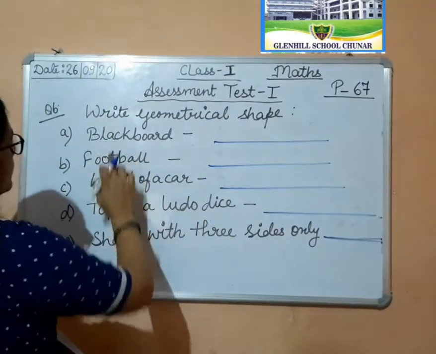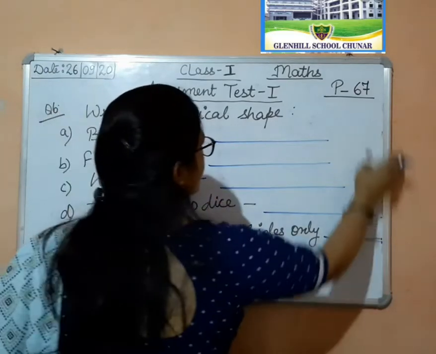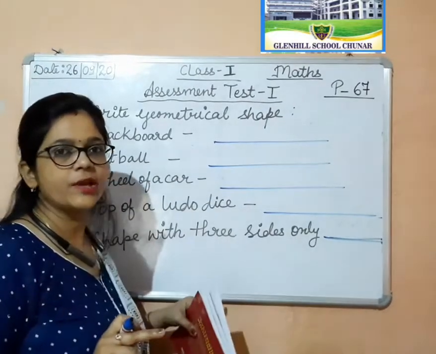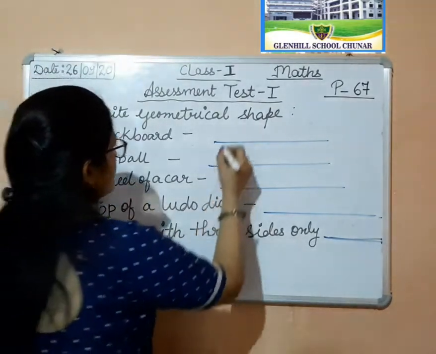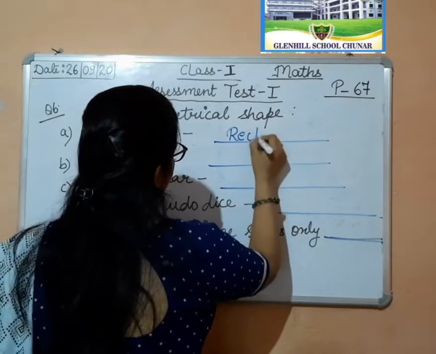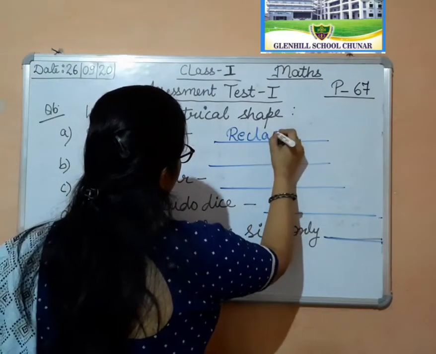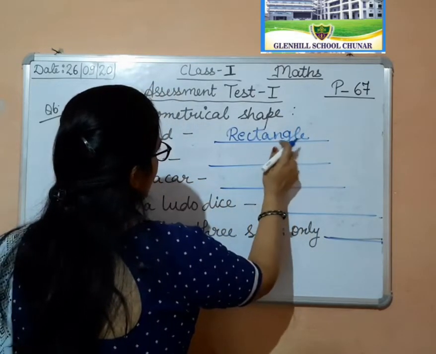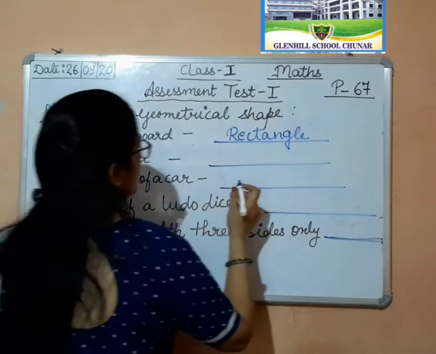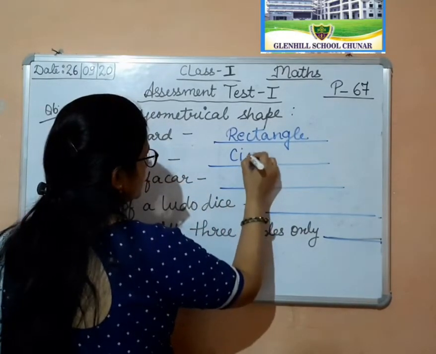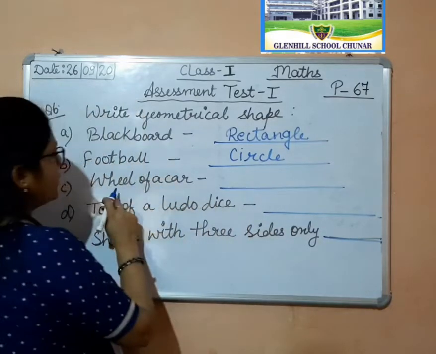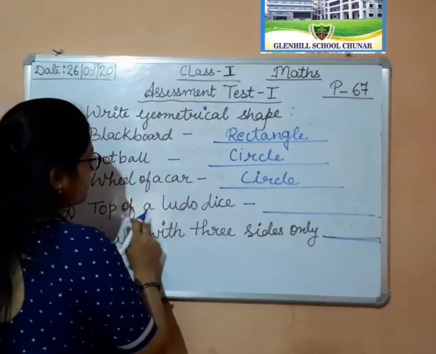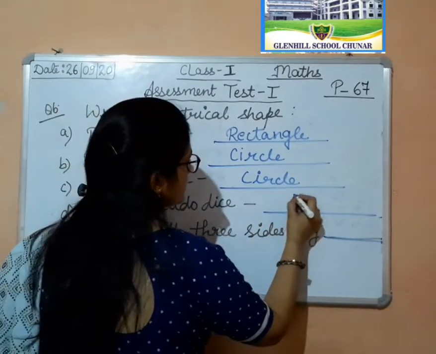Now blackboard. Blackboard means this whiteboard, and what is the shape of this? This is a whiteboard. What is the shape of the whiteboard? Rectangle. Okay, so the blackboard's shape is also a rectangle. Football, circle. Then wheel of a car is also a circle. Top of a Ludo dice is a square.